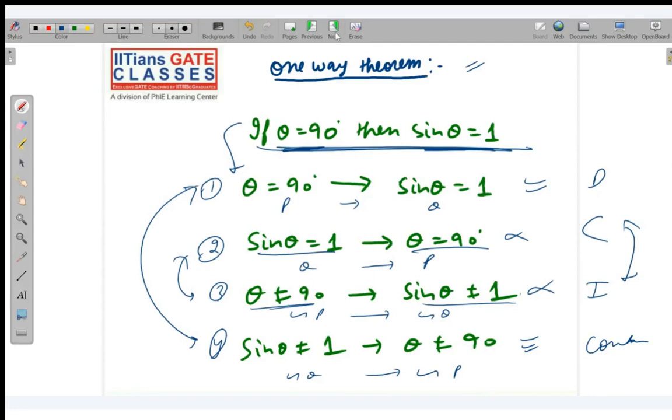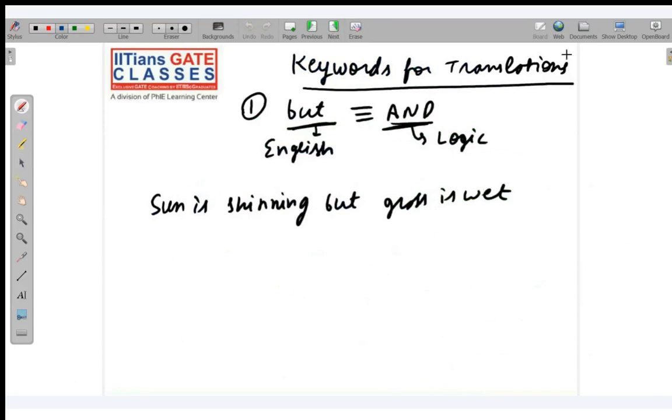Okay, I'm jumping to the next slide now. So now we will study a few keywords for the translations. You have to learn them by heart. They are very, very important. Many times questions have been asked in GATE from these.